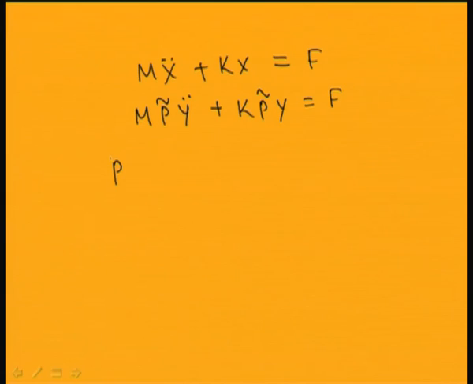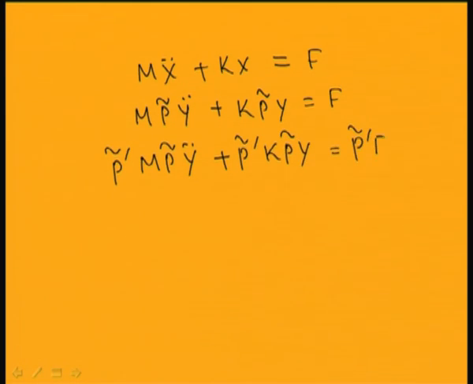Now, multiplying by the transpose of this weighted modal matrix, you can obtain P weighted transpose f. Now, P weighted transpose m P weighted is equal to I. So, I y double dot, so this becomes y double dot plus lambda y, and this is equal to P weighted transpose f.